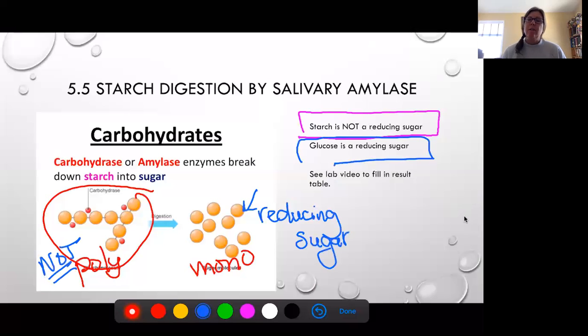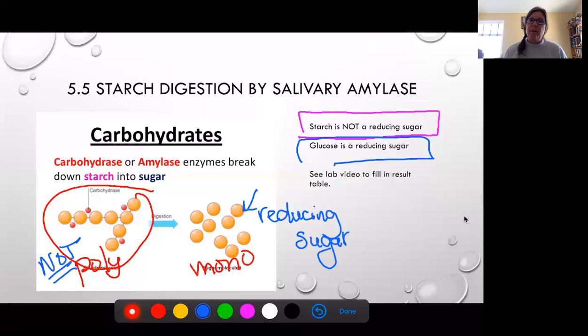So what you're going to do is a couple of different tests. You're going to test whether it's a reducing sugar. That would be the Benedict's test. You're also going to do a starch test, because starch will test positive for starch. Your monosaccharide or your glucose is not going to test positive for a starch test.